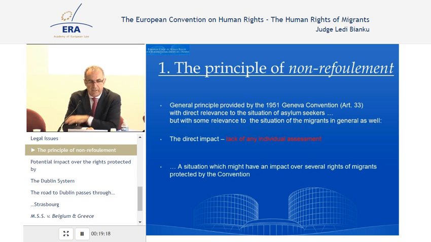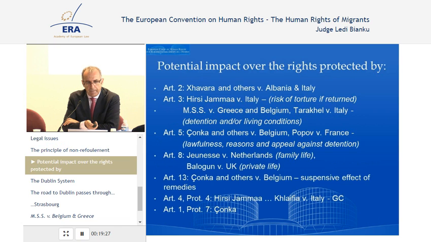We'll see, as I said, next Wednesday, Khalifa versus Italy. For example, these are the articles affected by a violation of the principle of non-refoulement. In all these cases a violation has been decided, except Jabari and others versus Albania and Italy, which is a situation more or less like Hirsi Jamaa, which was thrown out because of procedural issues. In all the other cases, a violation was found where the non-refoulement principle was not respected.